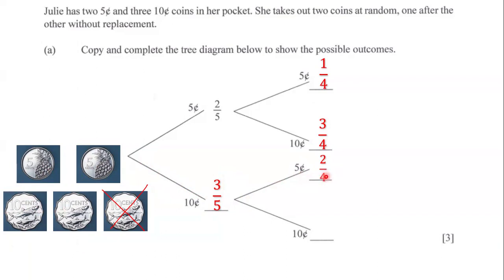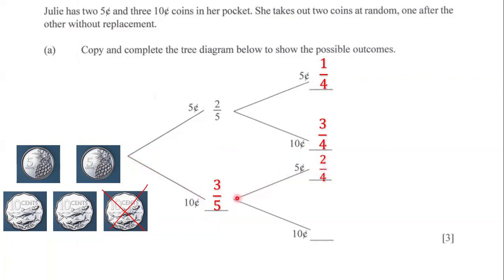But how many 5 cents are left, right? How many 5 cents are there? Well, there are 2 5 cents, right? 2 5 cents are there. And so it's going to be 2 over 4. So the probability of her selecting a 5 cents on the second try after she selected a 10 cents on the first try is 2 over 4.